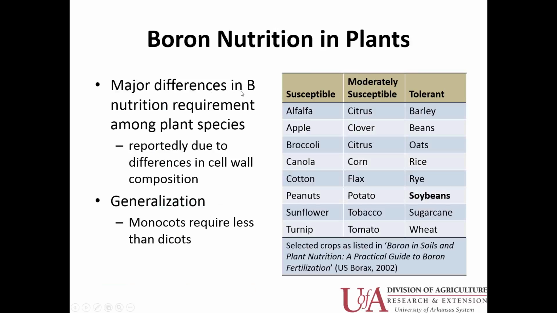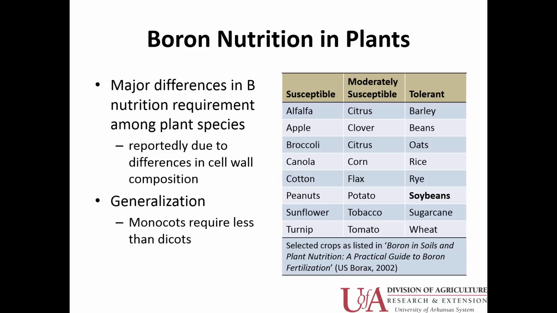One of the other things about boron, and this kind of varies, if you look at 5 or 6 different lists of boron susceptibility of different plants, you may see slightly different versions from one source to another, but certain crops are more susceptible to boron than others. And as a generalization, you tend to have the grasses, and if you look over here into the tolerant category, you see barley, oats, rice, rye, wheat. All of those are grass-type crops, tend to be less susceptible to boron deficiency and have lower overall boron requirements.